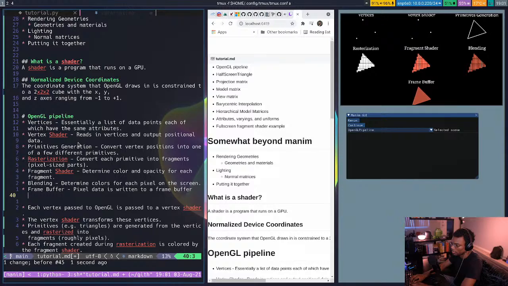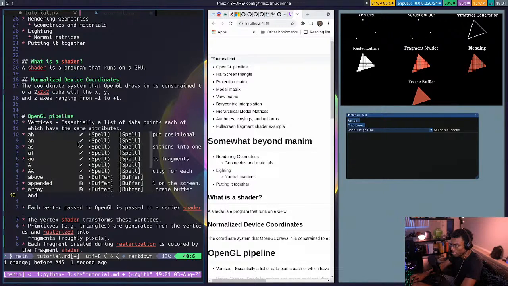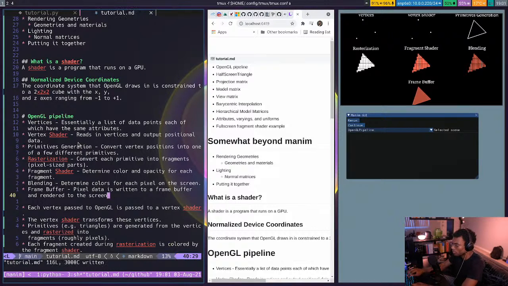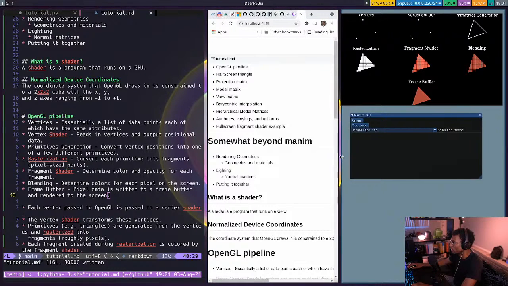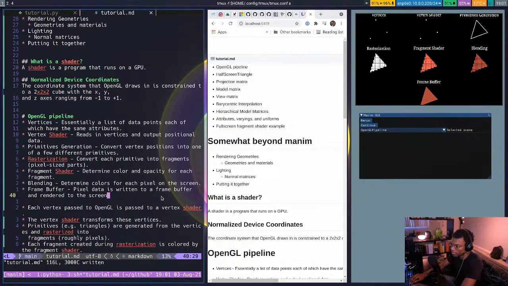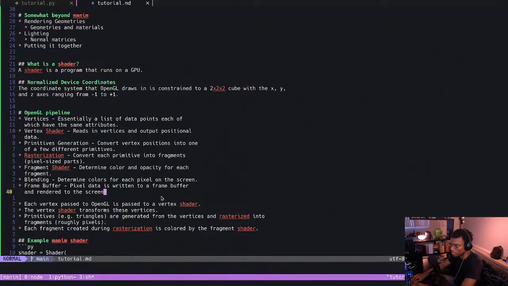Well, I mean, it's cut off a lot of my lifespan. But what are you gonna do? Gotta fix it somehow. And rendered to the screen. And my understanding that writing to the frame buffer is one-to-one with rendering to the screen.